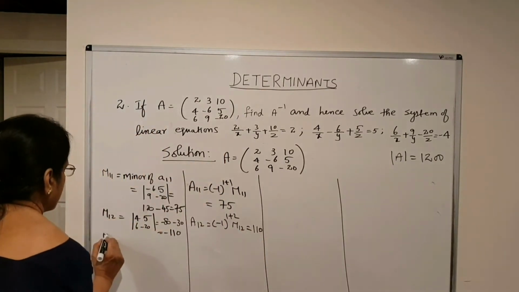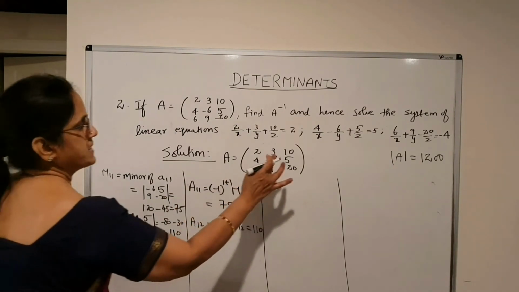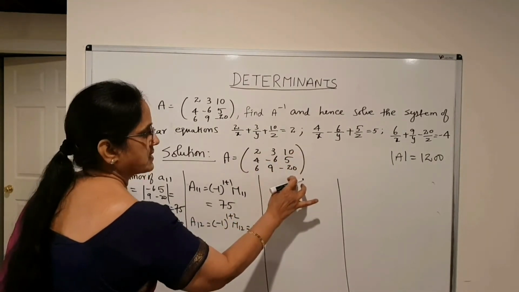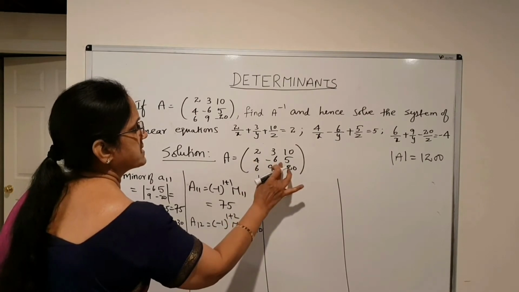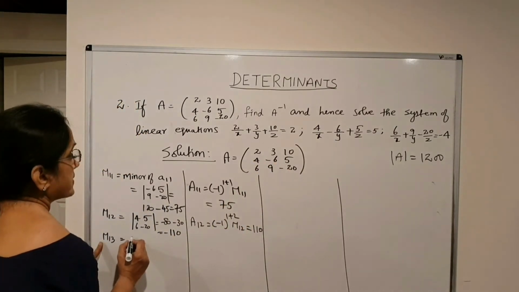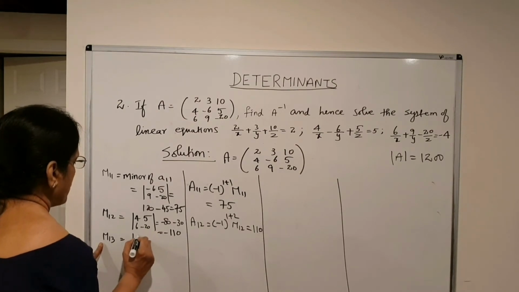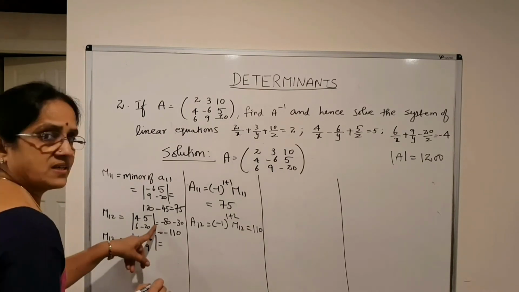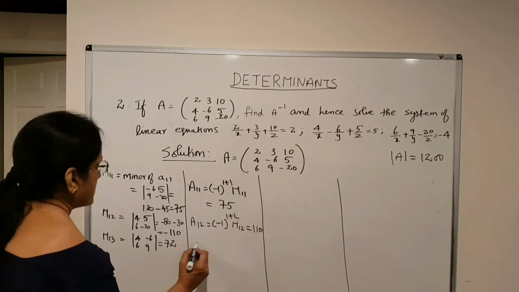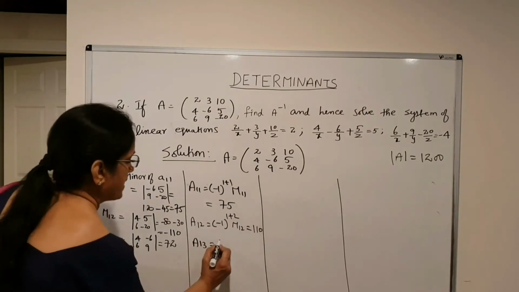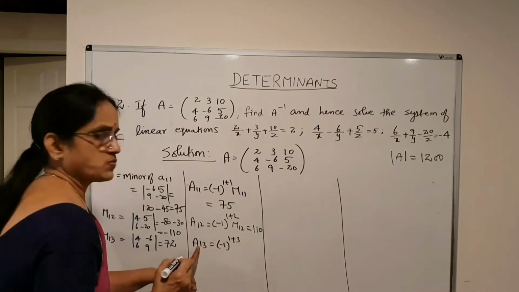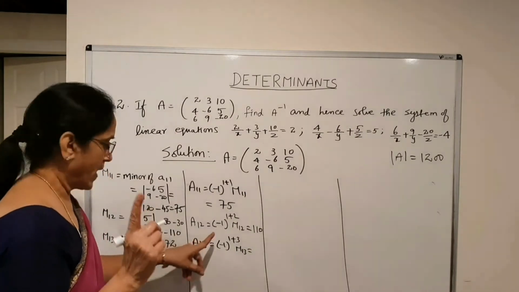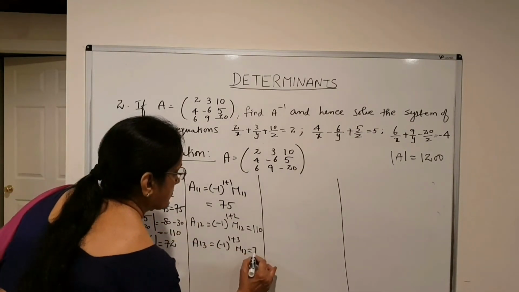Coming to M13, the minor of the element A13. So, leaving the first row and third column, I will be getting the determinant of 4, minus 6, 6, 9. This will be 36 plus 36, which is 72. So, the corresponding cofactor A13 will be minus 1 to the power i plus j. i is 1, j is 3, into M13. Minus 1 to the power 4 is 1. 1 into 72, it will be 72.